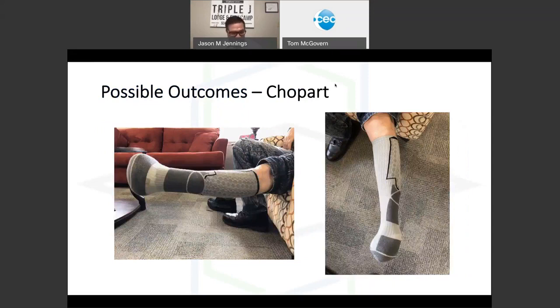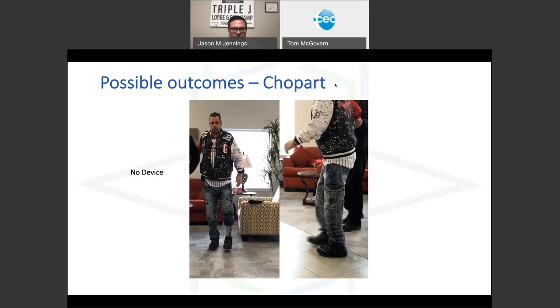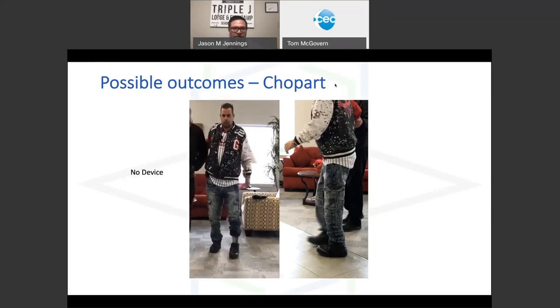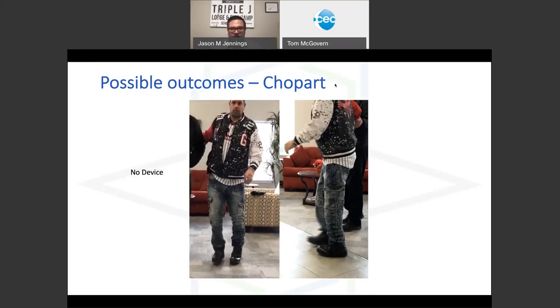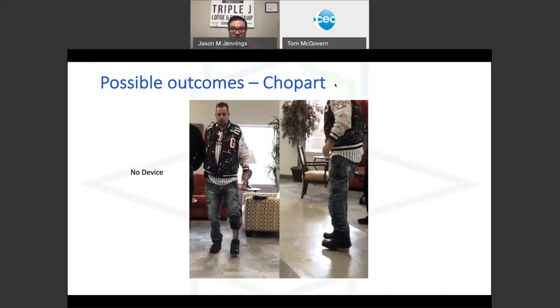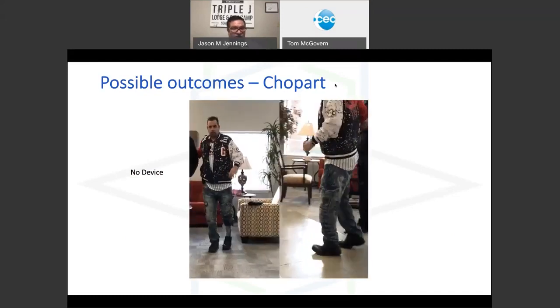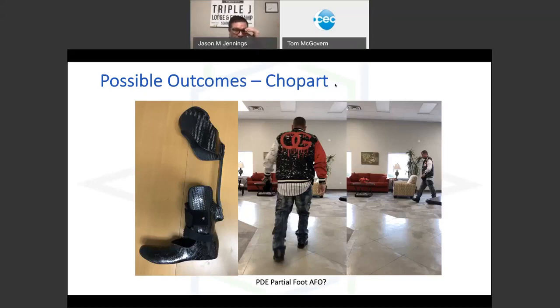So here's a partial foot, or a short part amputee, that I had the opportunity to make a partial foot for. You can see that he walked into the office with no device, very unbalanced, very unsafe. And I had the opportunity to make him a partial foot dynamic prosthesis, or ground reaction AFO, whatever you want to call it.